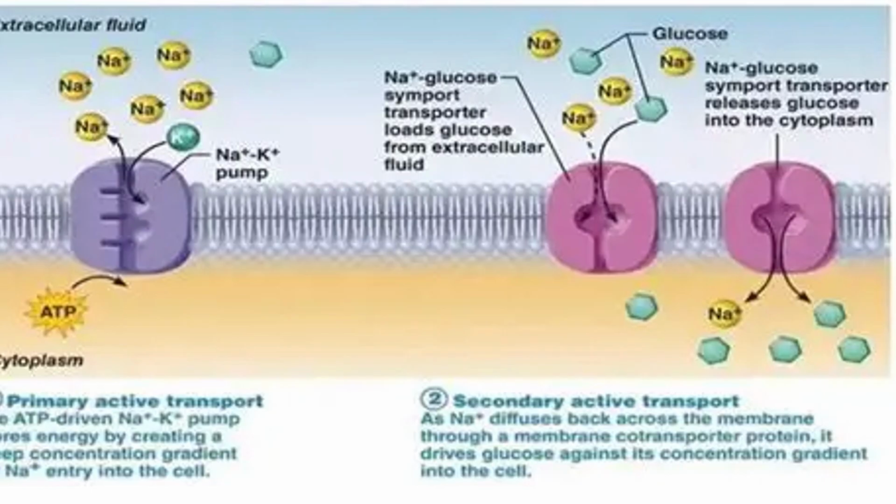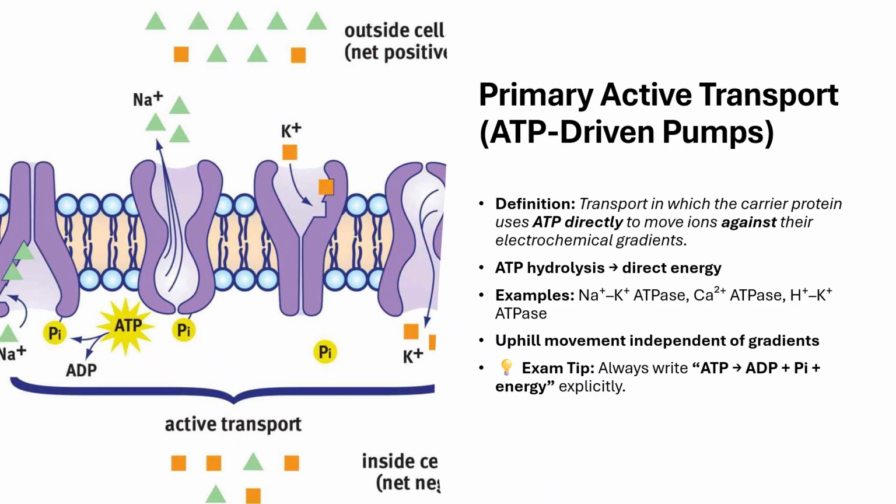Active transport is divided into two types: primary active transport and secondary active transport. Let's set the foundation clearly. Primary active transport refers to membrane transport in which the transport protein itself directly uses adenosine triphosphate, which we will call ATP from now on, to push ions against the electrochemical gradients.